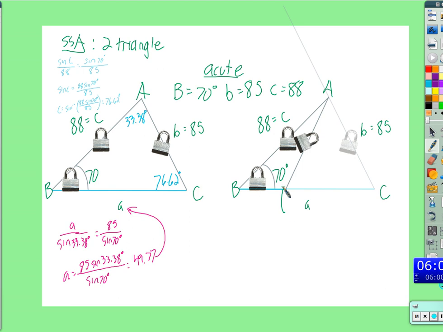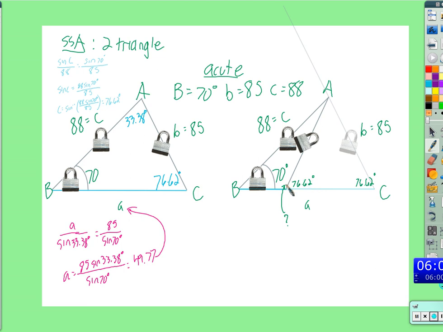This is how we find this angle. Do you know how big this angle is? How big is it? 76. Okay. How long is this? 85. Also 85. They're the same. This is what we call an isosceles triangle. Two equal sides. So what does that mean about this angle? Also 76.62. Okay. So if this is 76.62, then how big is this angle?